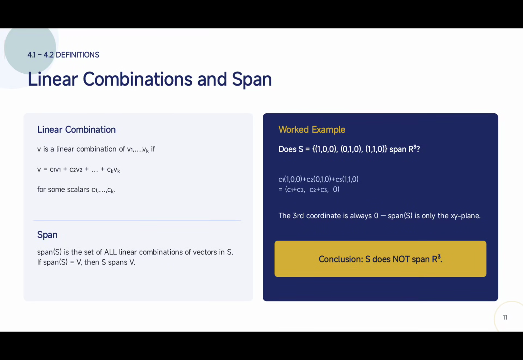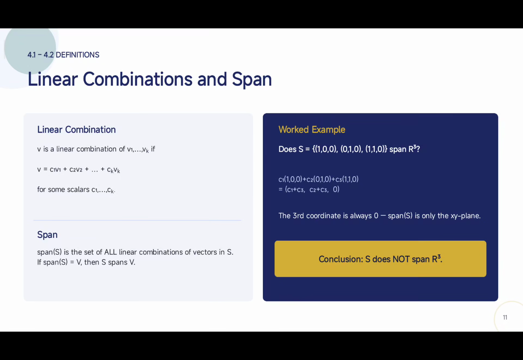So a linear combination of vectors v1 through vk is just any expression built by multiplying each vector by a scalar and adding them together. The span of a set S is the collection of all possible linear combinations you can make from it. If that span turns out to equal the entire space V, we say S spans V.